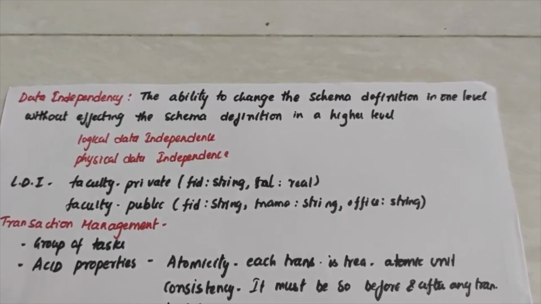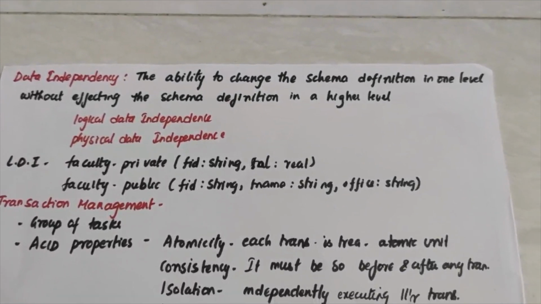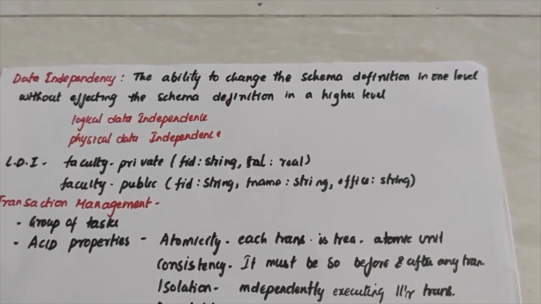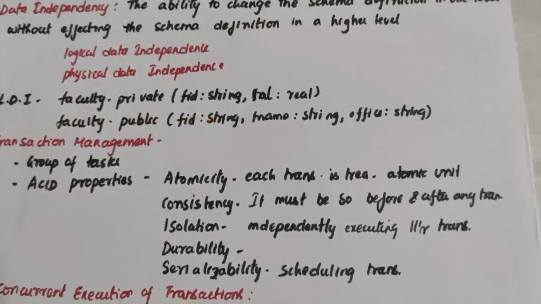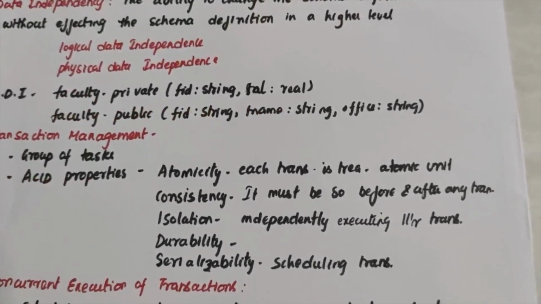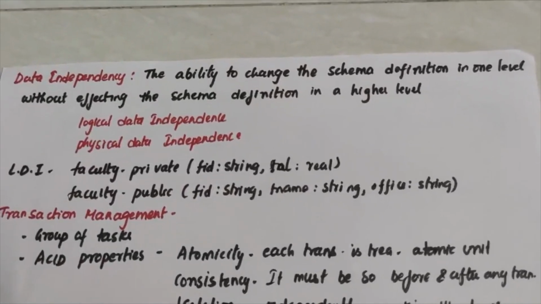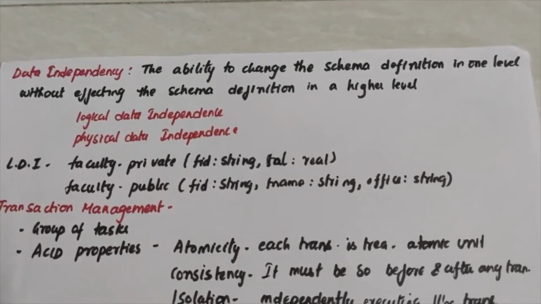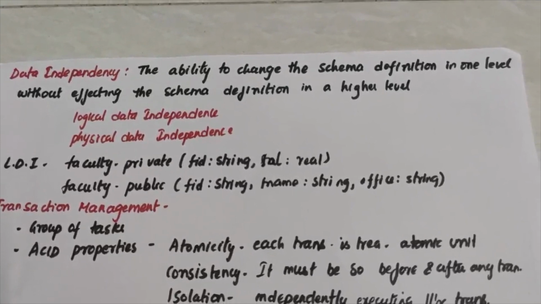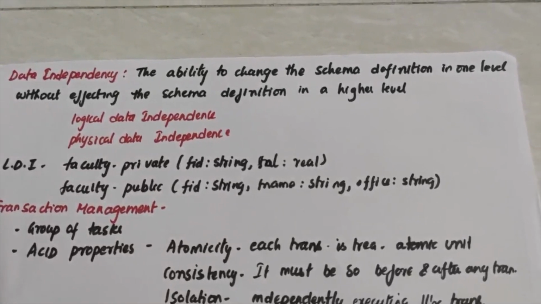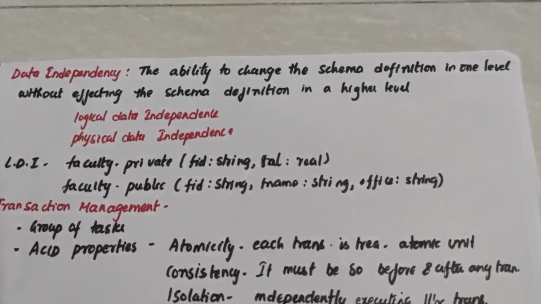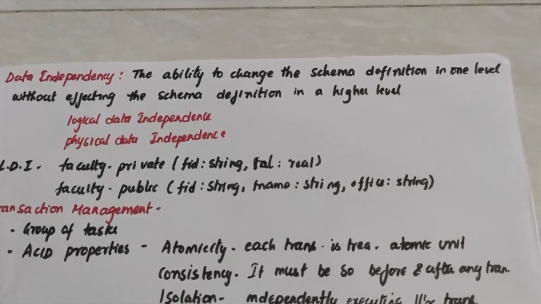So now I have deleted that faculty table and I have replaced it with two tables. One is the faculty private table and the other one is the faculty public table. For security purposes, I am hiding the salary of the faculty members in a separate relation. So in the public faculty table, I have faculty ID, his name, and the office in which he is working. And in the private, I have the FID and the salary.